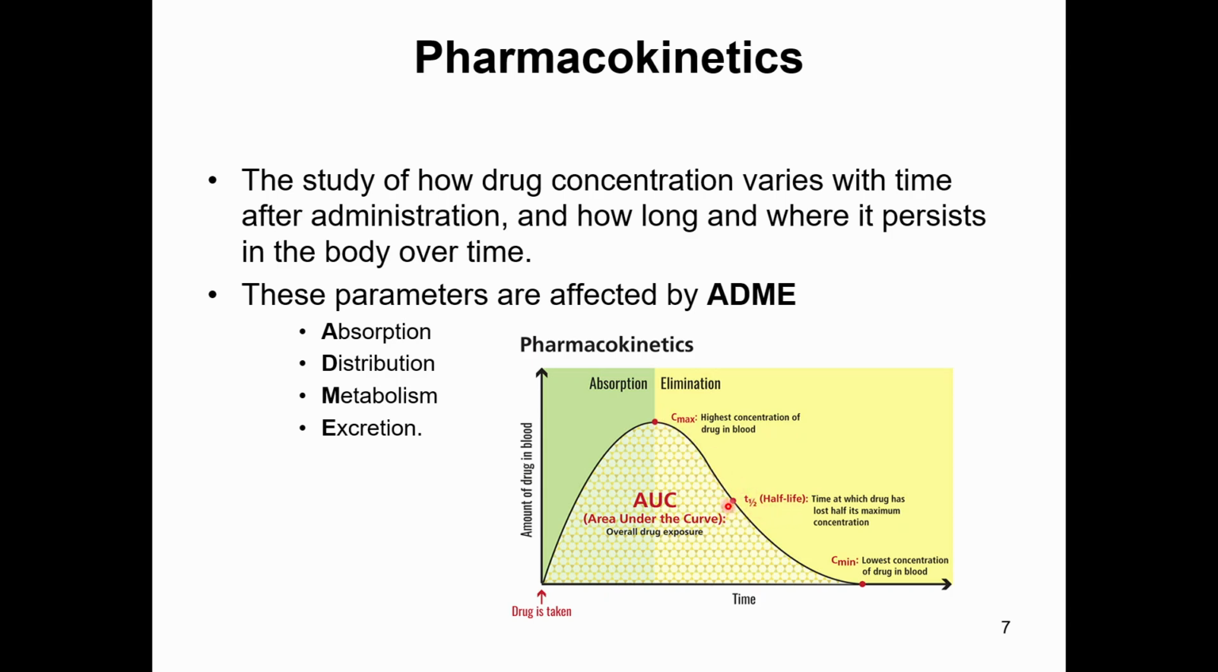This is the amount of time it takes for the Cmax, the maximal concentration, to be reduced by a factor of 2. There's half as much after one half-life, and then there's a fourth after 2 half-lives, et cetera, in a perfect world. And then you could even define Cmin, the lowest concentration of the drug in the blood. Oftentimes that's 0.